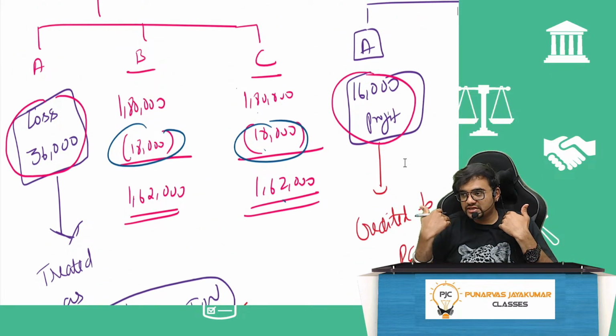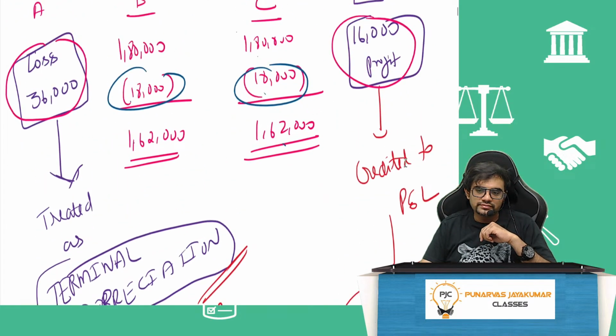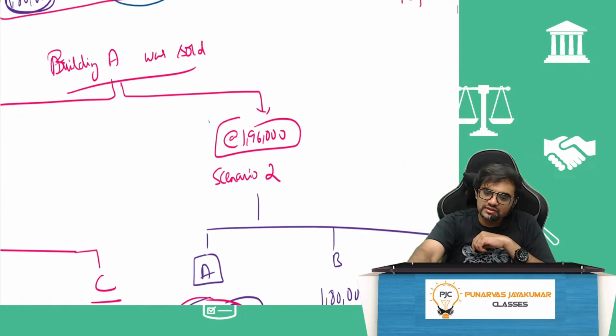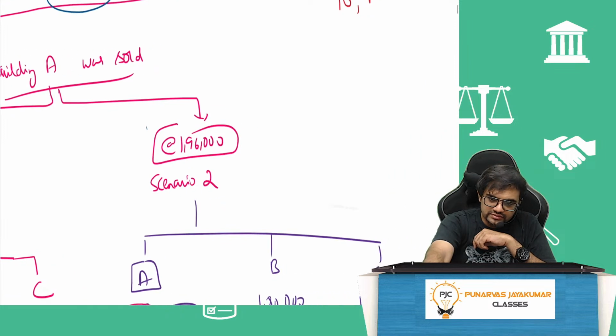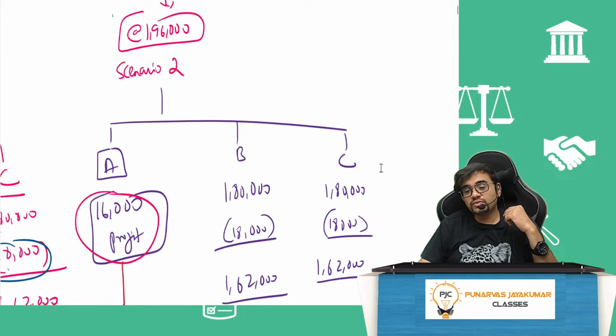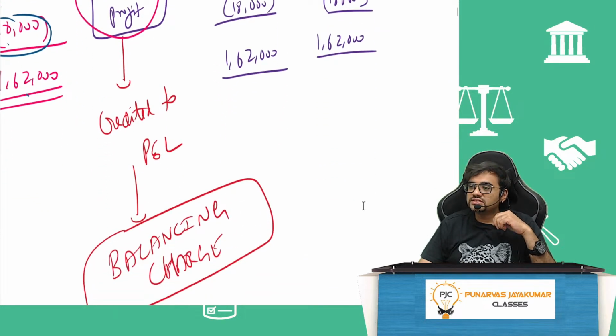So that entire loss in that year is allowed as terminal depreciation. On the other hand, in the second example, it was sold at 1,96,000. The WDV is 1,80,000 and the selling price is 1,96,000. What is the profit? 16,000 rupees profit is credited to the P&L account as balancing charge.